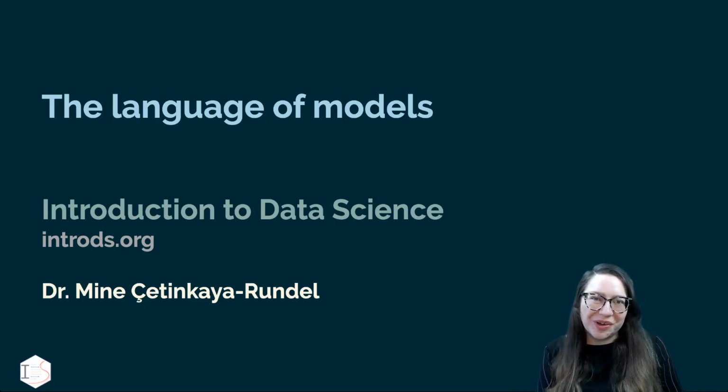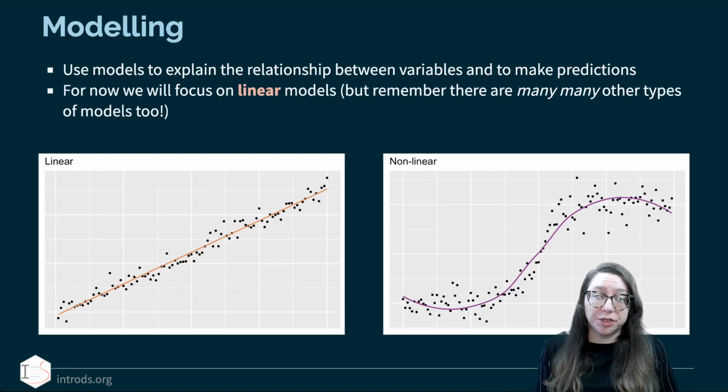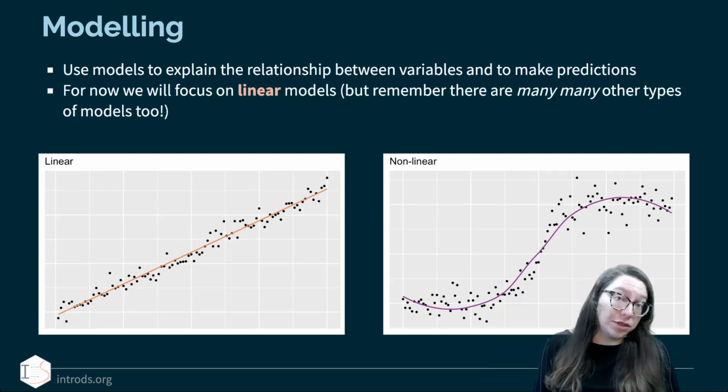Hi, in this video, we're going to start talking about the language of models. So what is a model? We use models to explain the relationship between variables and to make predictions. For now, we're going to focus on linear models, where the relationship between the two variables is linear. But remember that there are many other types of models too.